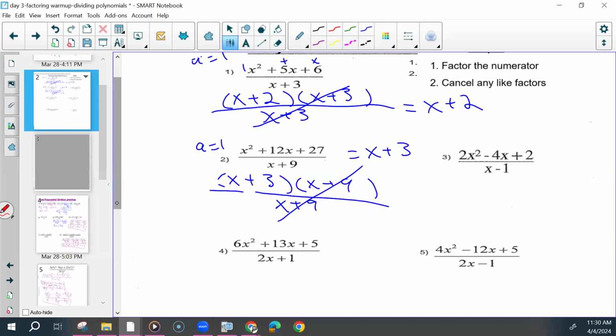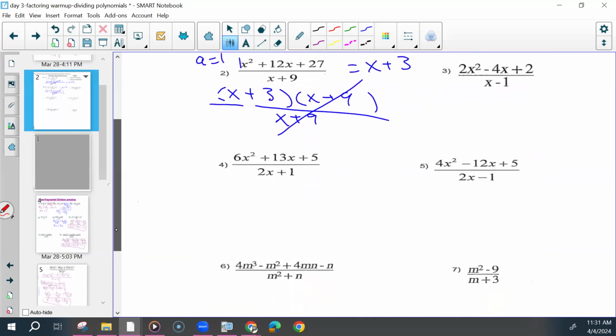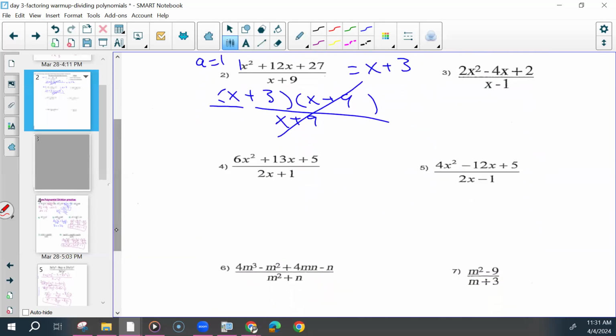I'm gonna skip 3, Max. There's an invisible 1 in front of x squared. Number 4, is that a equals 1 or a doesn't equal 1? So first look, does it have a GCF? No. So if it doesn't have a GCF, then go on to the next step. Multiply 5 and 6. And then find two numbers that multiply to be 30, that add to be 15.